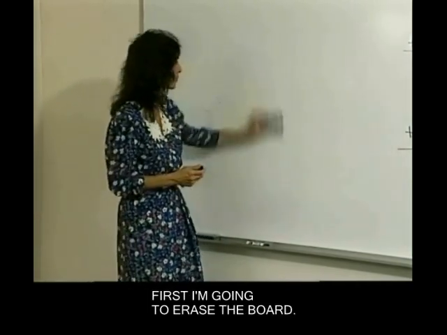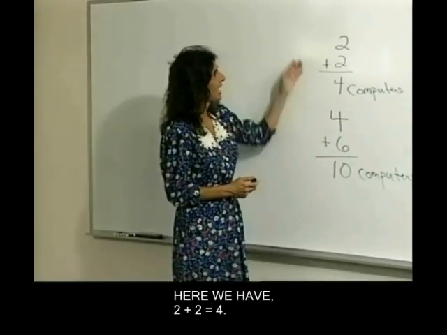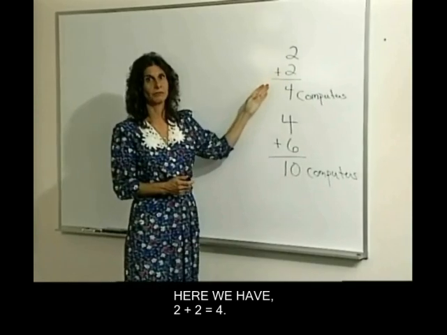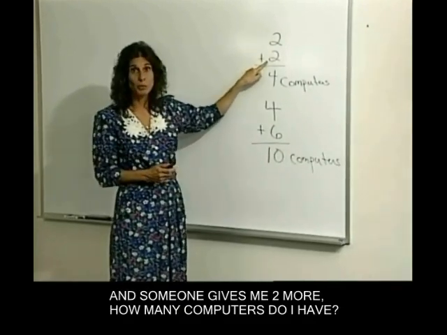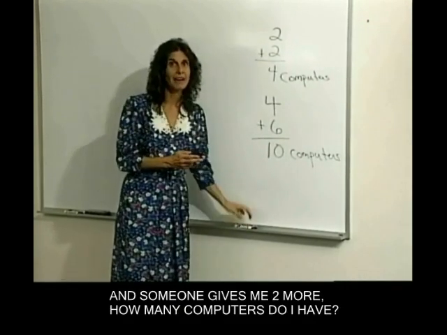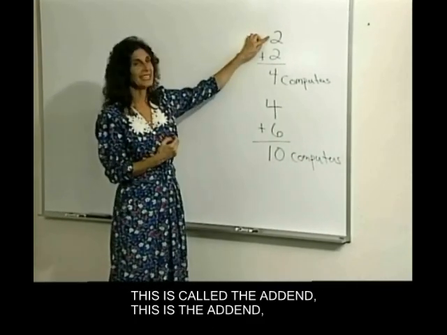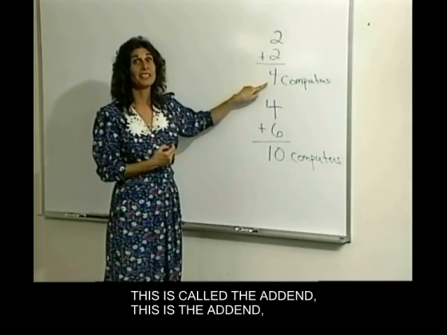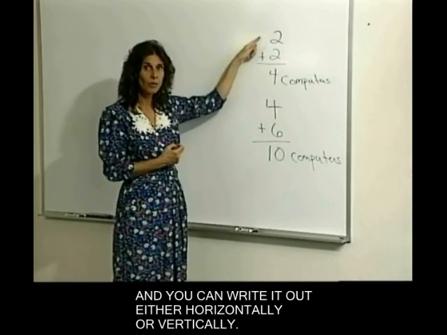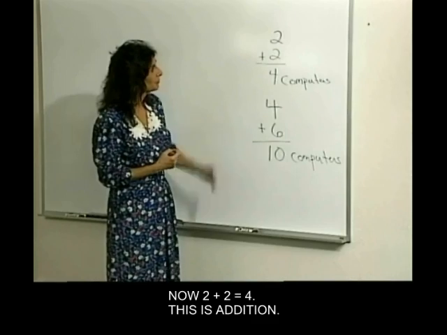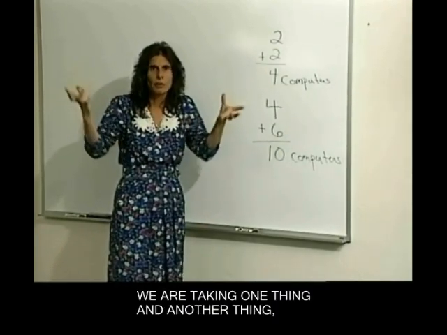First, I'm going to erase the board, and let's take a look at some of these numbers. Here we have 2 plus 2 is 4. Let's say there are 2 computers in my office, and someone gives me 2 more. How many computers do I have? Well, 2 plus 2 makes 4. These are called the addends, and this is the sum or the total. You can write it out either horizontally or vertically. This is addition. We are taking one thing and another thing, and putting them together.